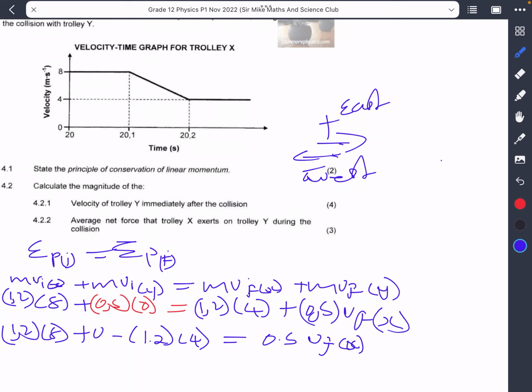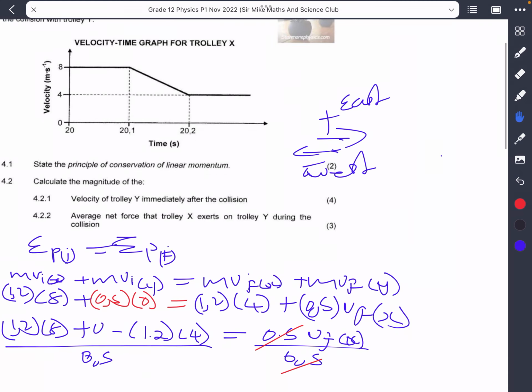So what I'm going to do in this case is divide everything by 0.5. If I do that, this would cancel with that, so I'm only left with VF for that trolley.